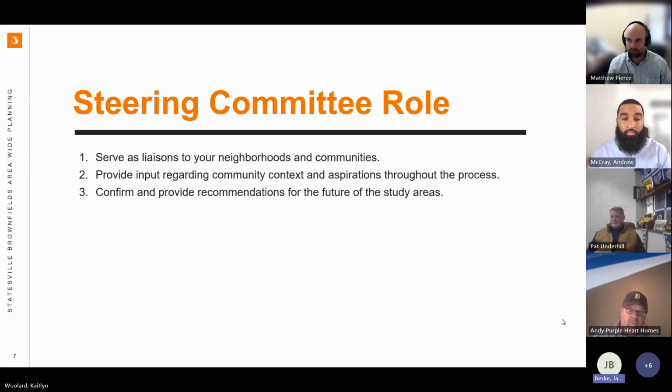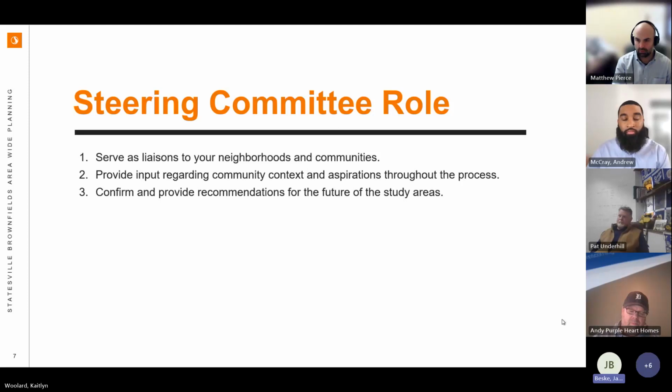We expect you to provide input throughout, and including, you're there living it every day. We would love to hear from you. What contextual elements should we know about as we're doing planning for these areas? And what are your aspirations for these study areas? We want to hear that throughout the process.